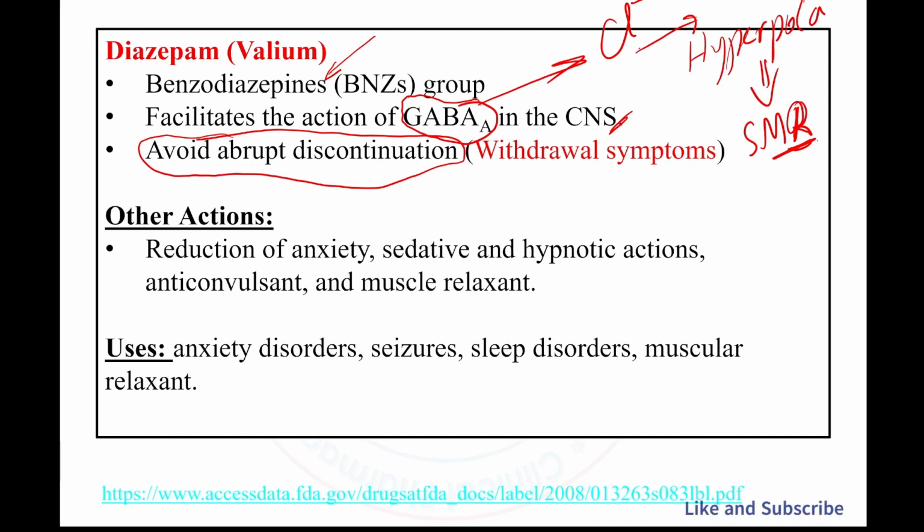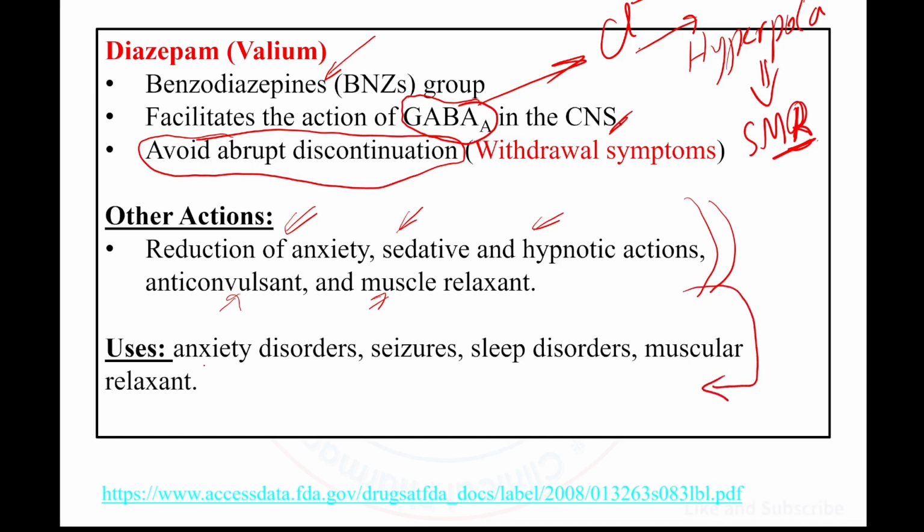This medication is diazepam. We can use it to reduce anxiety. Its actions and uses: reduce anxiety, sedative effect, hypnotic action, anticonvulsant action, and muscle relaxant. According to these actions, we can use it for therapeutic cases.